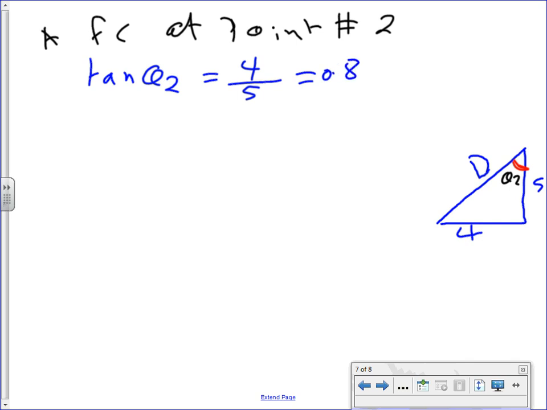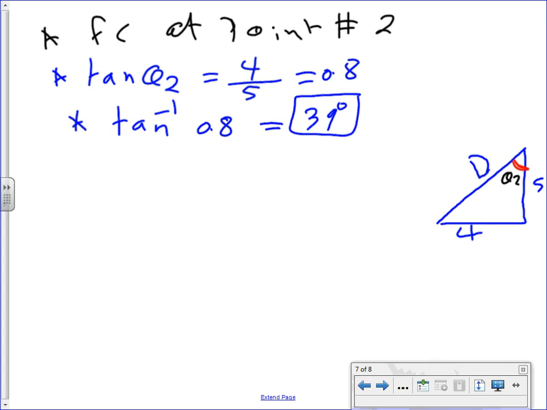Now the next step, guys, is we need to find tan inverse. So here's Q2 equals tan inverse of 0.8, which is the angle that has a tan of 0.8. That's what the tan inverse is. If you tan inverse it, you'll get an angle of 39 degrees. Cool? Angle of 39 degrees. Matt, any comments, questions? Make sense? 39 degrees.